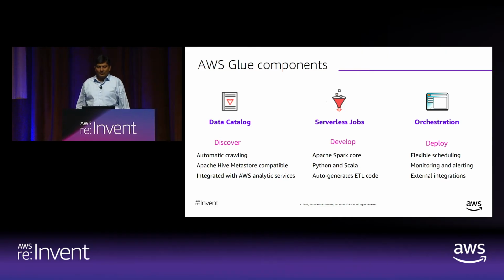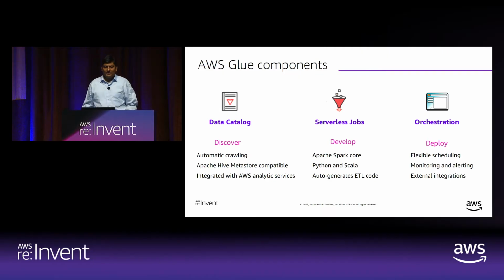The catalog is Hive Metastore compatible, so other analytic services like Redshift and Athena and EMR can integrate with the catalog to understand what they're querying and actually go after the data and query it. So you can use it across a number of different services.